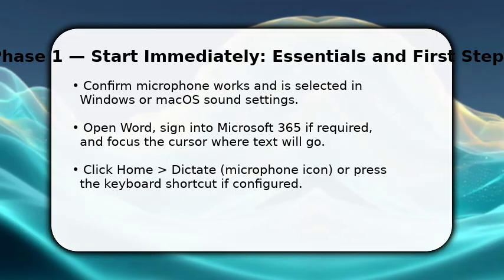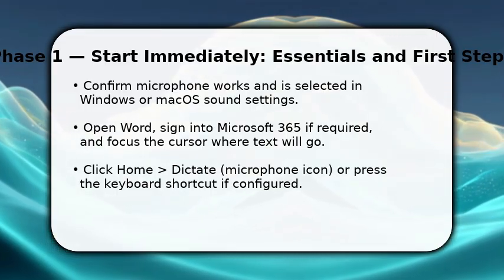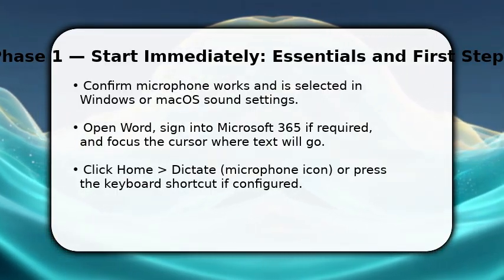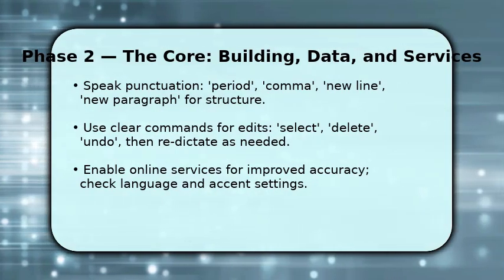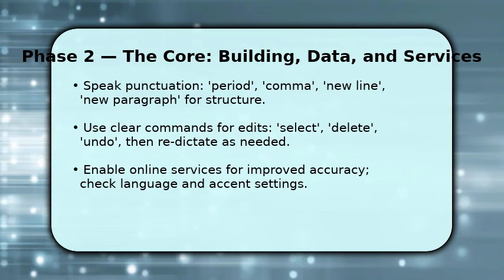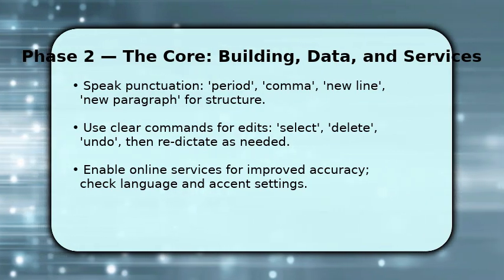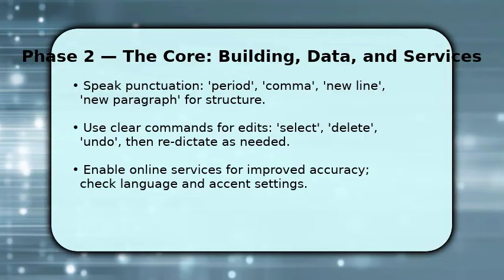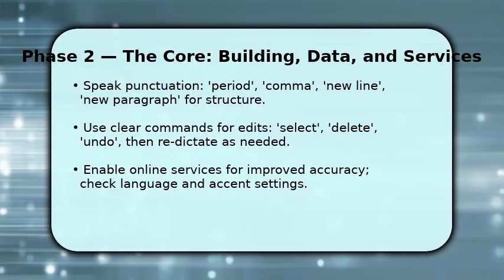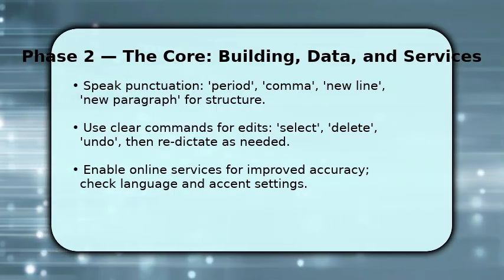Speak naturally. Speaking punctuation allowed inserts marks, and pausing briefly lets Word catch up. So once dictation is running, pace your words and say punctuation like period or comma to shape sentences. This gives clearer output than stopping to type. If Word makes a mistake, say select then the phrase to replace it, or say undo and rephrase.